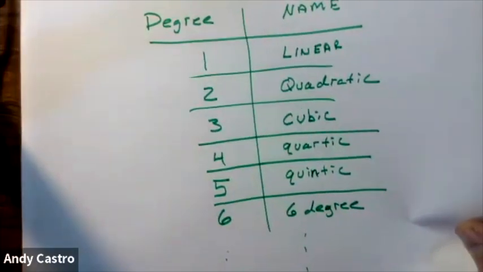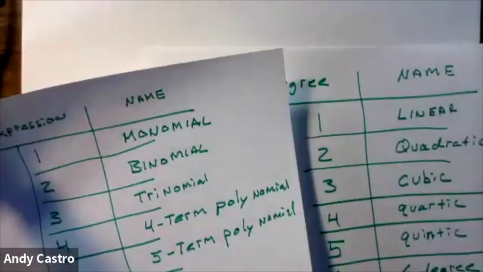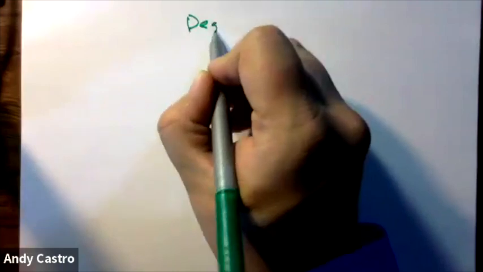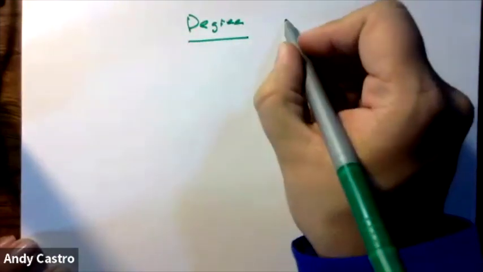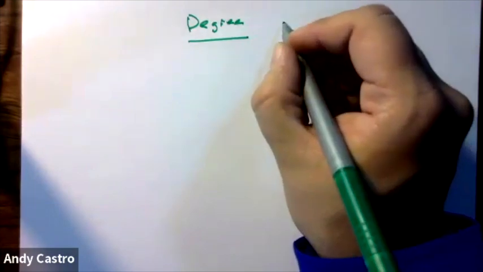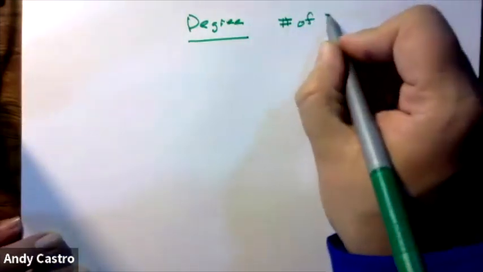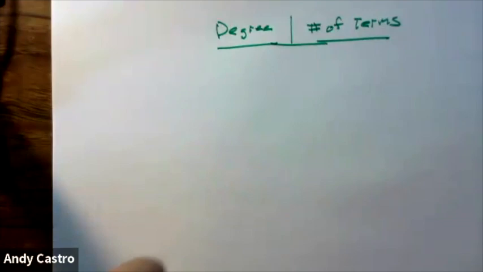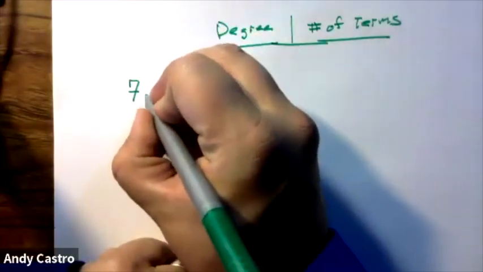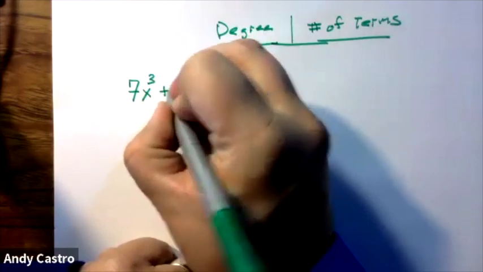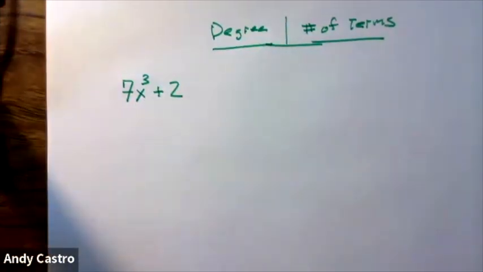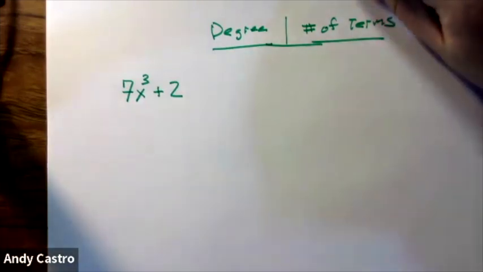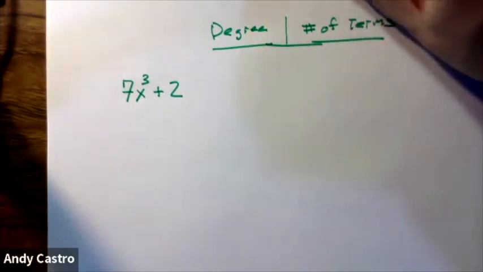Okay. So keep those 2 charts on hand. And remember, the way that we name is degree first, and then number of terms second. Okay? That's how we name. So I'm going to give you one here. And I want you to message me what you think that is. All right, 7x cubed plus 2. Message me what you believe to be the name of that polynomial.